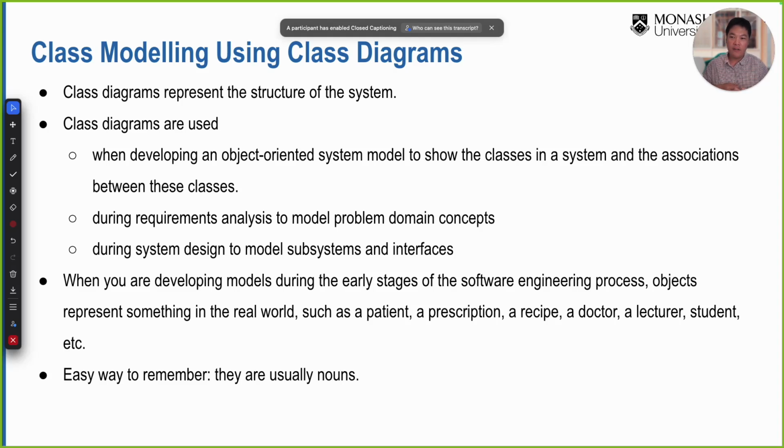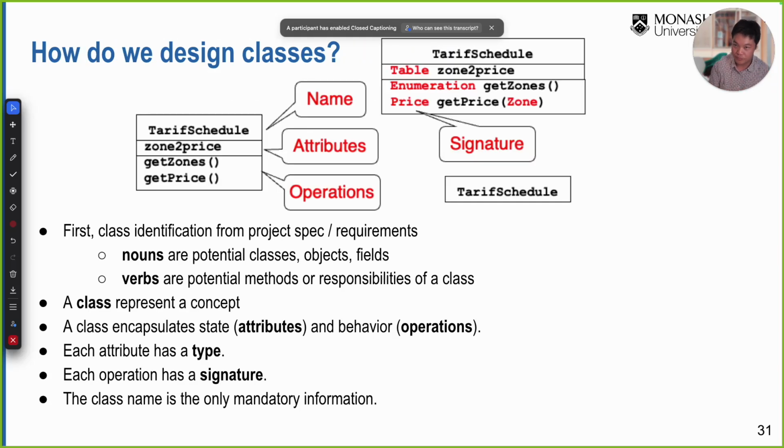We can use the class diagram during requirement analysis to model the domain problem, the domain concepts as well. This is the domain, this is the class, that kind of thing. When you design the class diagram, we normally focus on the nouns, again similar to the actors. How do we decide the classes? Now we need to talk about the elements in the class diagram.